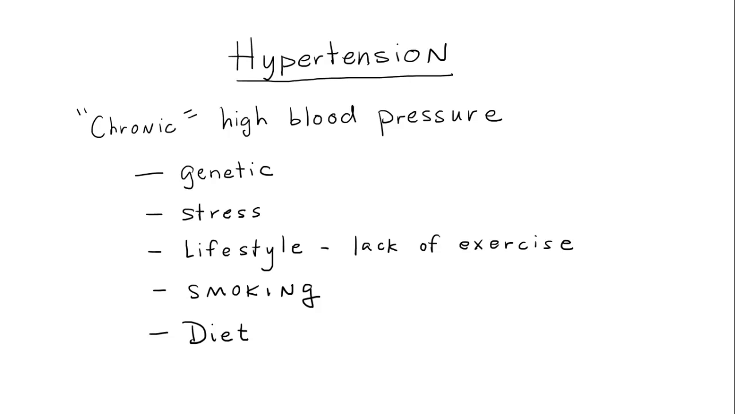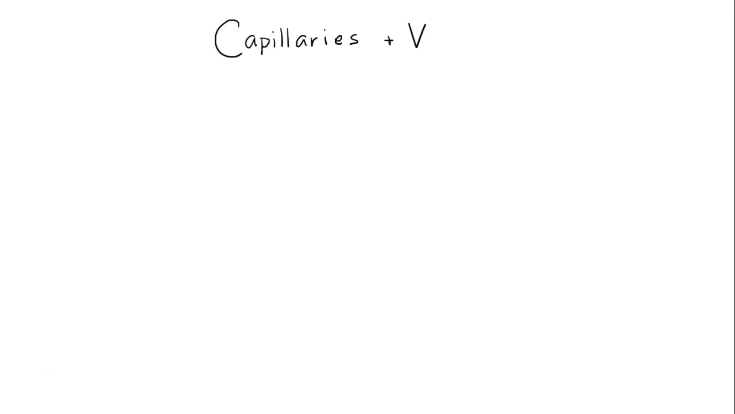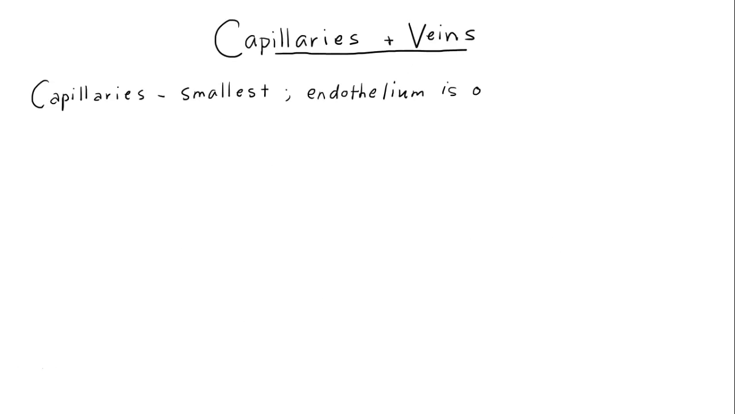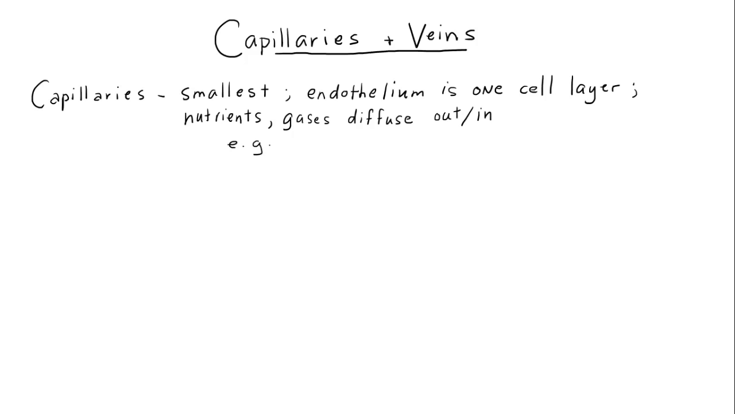Now let's talk about some other structures of the circulatory system, or basically the cardiovascular system, which is the heart and blood vessels. In the next slide, we're going to talk about the capillaries and veins. The capillaries are the smallest blood vessels, and their endothelial lining is only one cell layer thick. This allows nutrients and gases to diffuse in and out of the capillaries, for example, in the lungs and tissues.